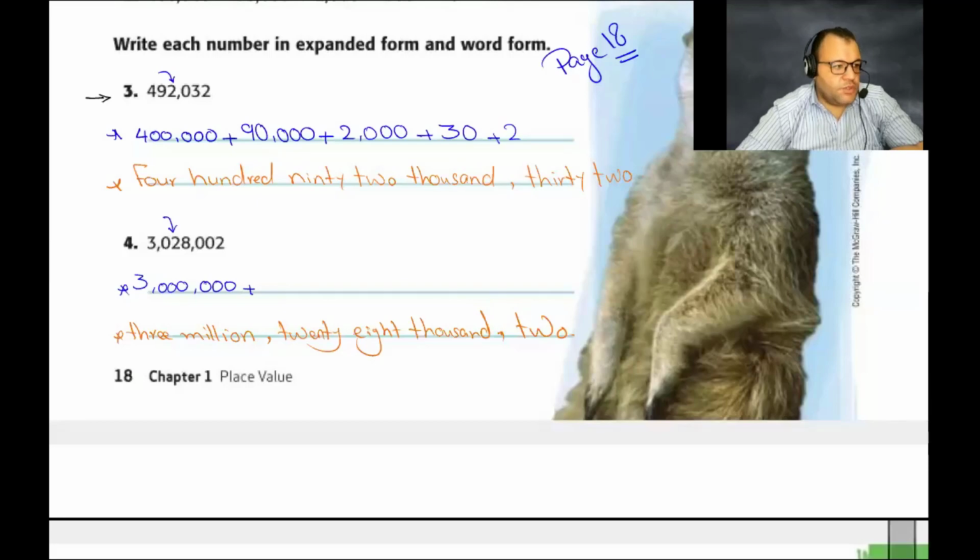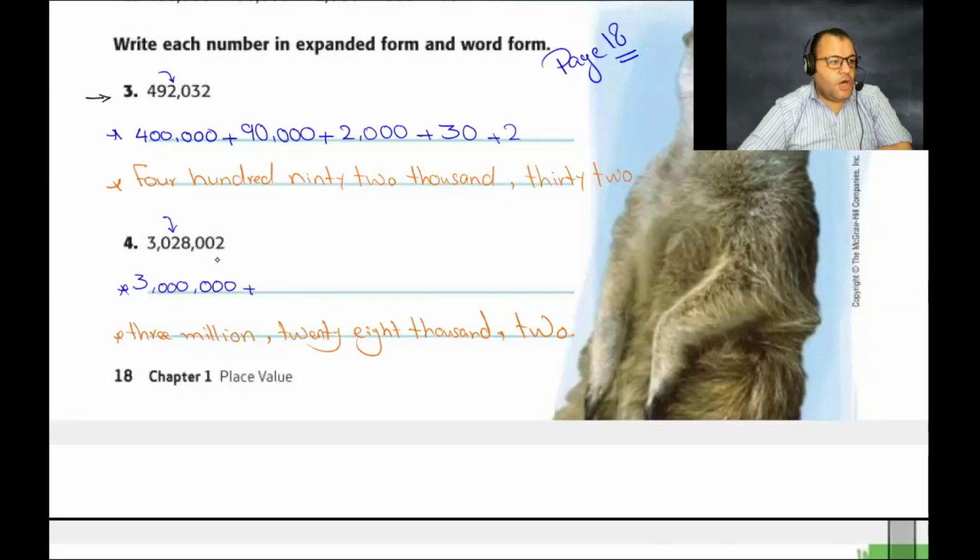Who can solve this one? I need another one. Ayat, can you solve this one with me? Anis. Okay.